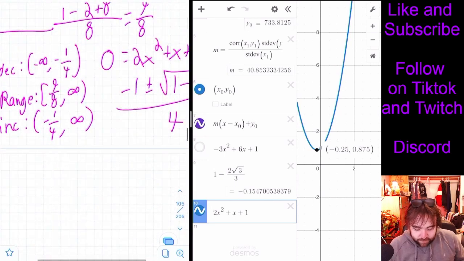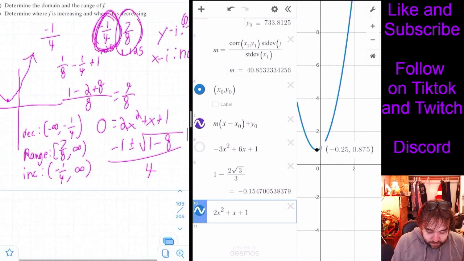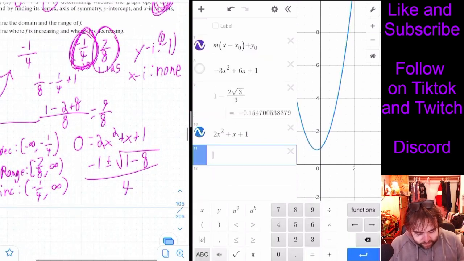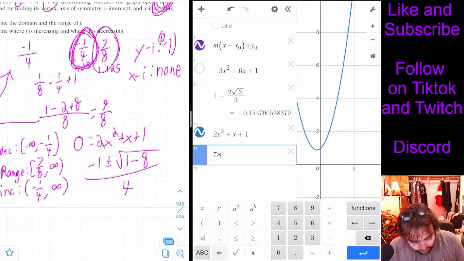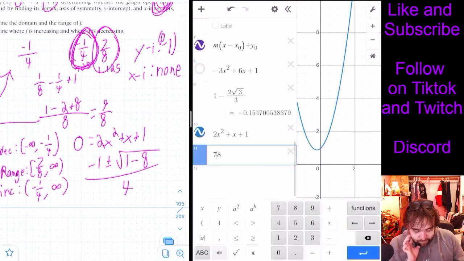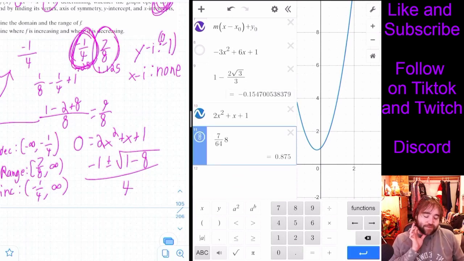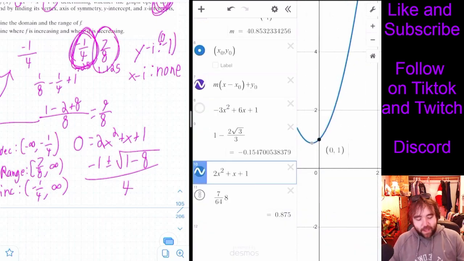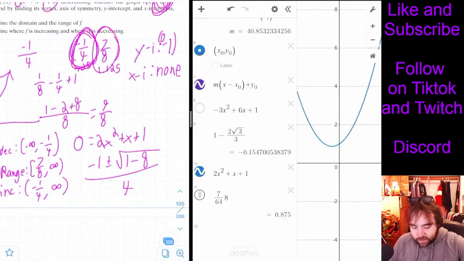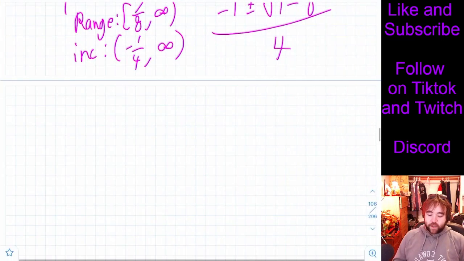Okay, that's not that big a deal. So what does that change? That changes the range, because the range actually starts at 7/8, not 9/8. And 7/8 is indeed that decimal that we were looking at right there. 0.875. 7 divided by 8. So there we go. And we got our y-intercept of 1, and we see how there are no x-intercepts. Beautiful.